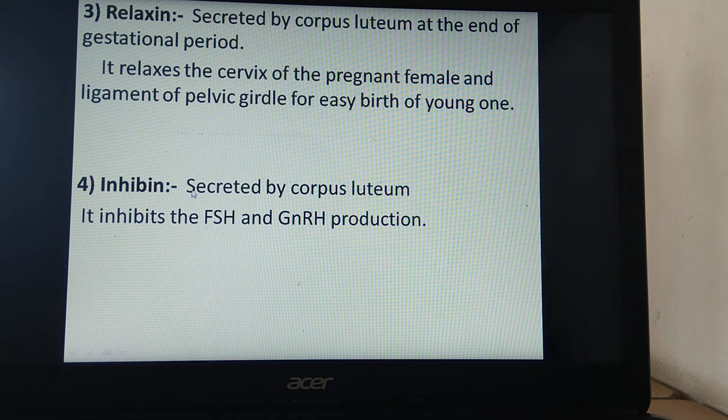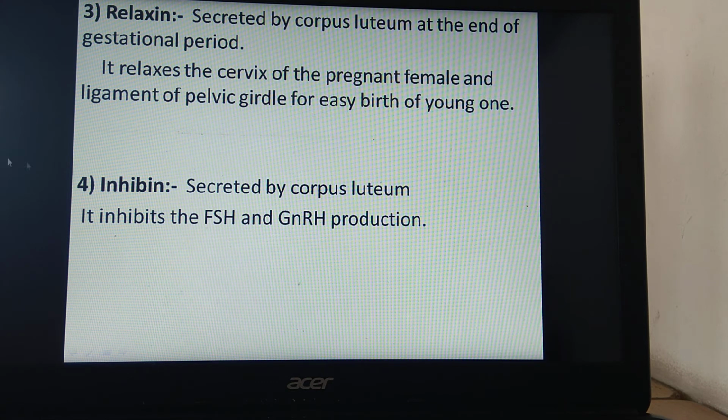What's the role of inhibin? It is also secreted by the corpus luteum and it inhibits the FSH and gonadotropin releasing hormone production. FSH, follicle stimulating hormone, is secreted by the anterior pituitary, and GnRH is secreted by the hypothalamus.